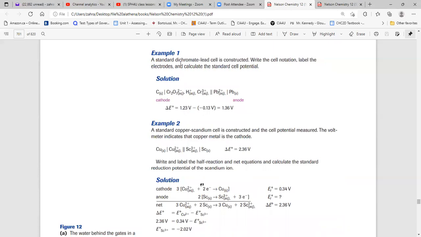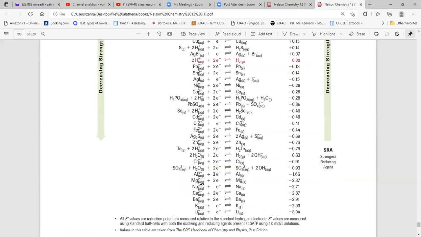Look at this: a standard dichromate lead cell is constructed. Write the cell notation, label the electrodes, and the cathode, and find the standard cell potential. So dichromate is an acid, right? So standard dichromate lead. Lead Pb and Cr2O7. So we need to have a carbon here because this one is very reactive. We need to have something inert. So this is what we have, and we need to look at that and Pb on this.